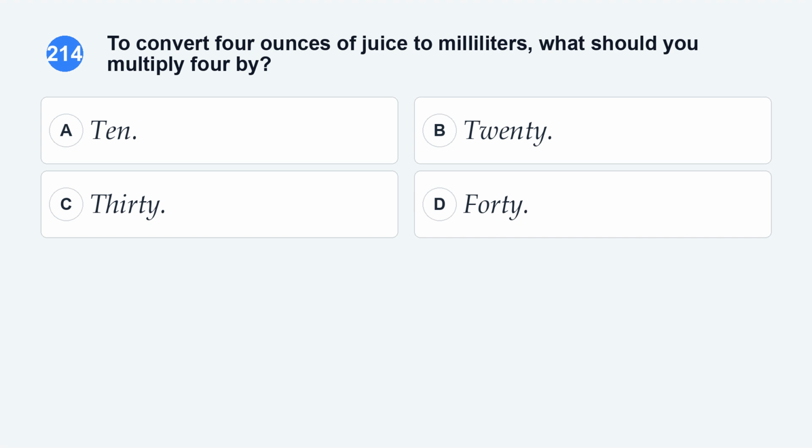Question 214. To convert 4 ounces of juice to milliliters, what should you multiply 4 by? Option A, 10. Option B, 20. Option C, 30. Option D, 40.